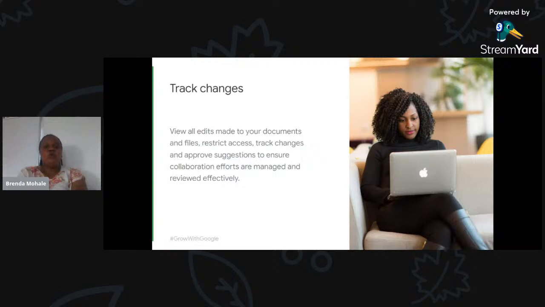So how do you review changes? You need to follow these steps. You open your file in Google Drive. From step two, in the doc, sheet, or slide, you select File, and then you select Version history. To see the version history, you need to be an owner or have editor access to the file. And step three, you click on the timestamp to see a previous version of the file.